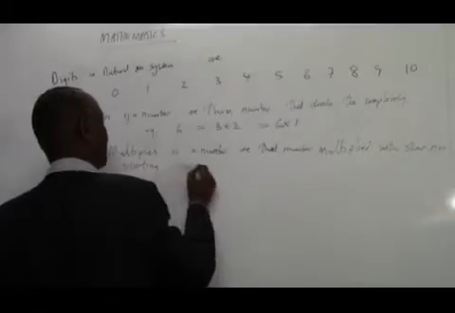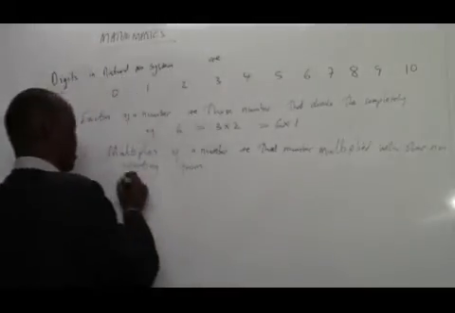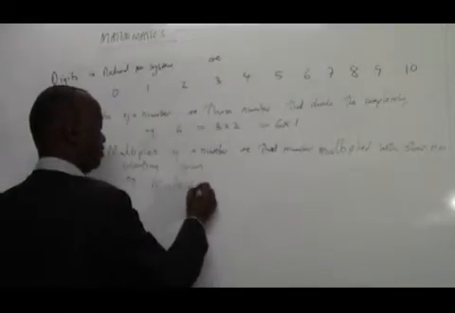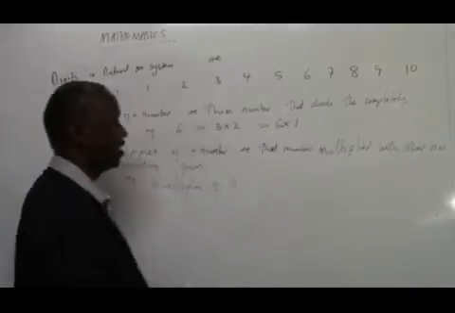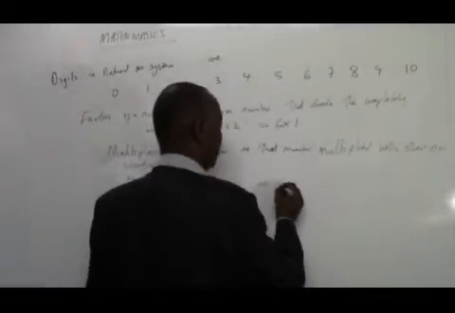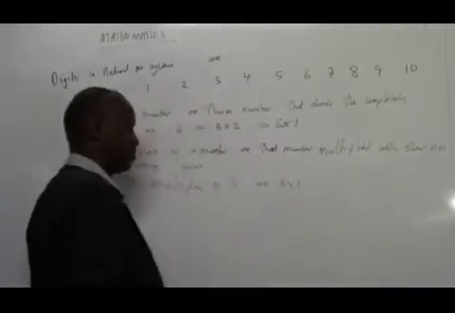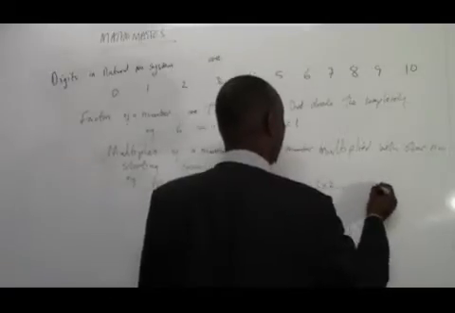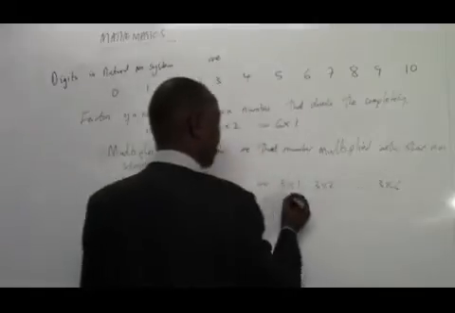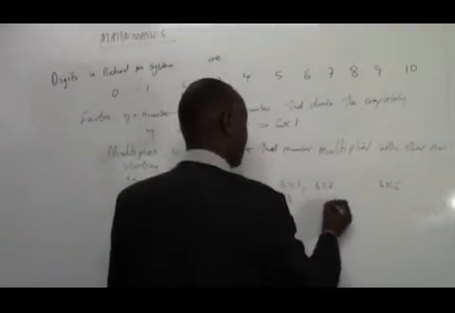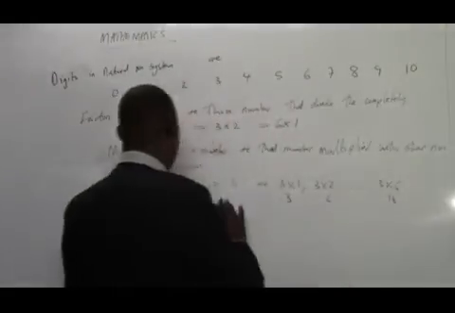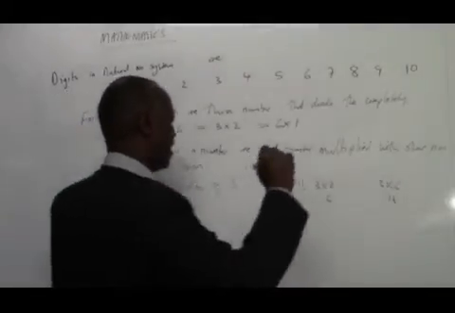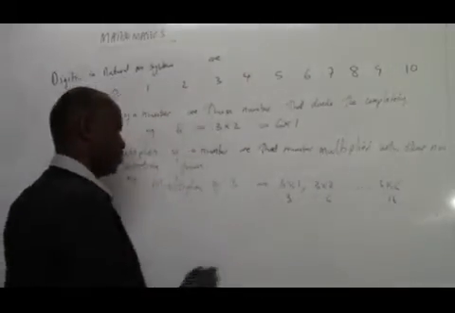So, for example, if we say multiples of 3, multiples of 3 are 3 times 1, it's a multiple of 3. 3 times 2, and so on. 3 times 6. So this is 3, this is 6, this is 18, and so on. So all these are multiples of 3. 3 multiplied with another number will give you a multiple of 3.